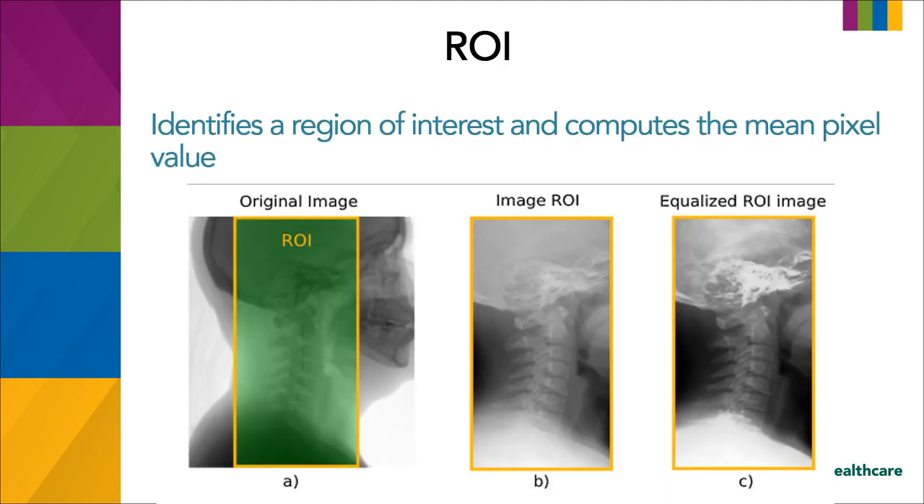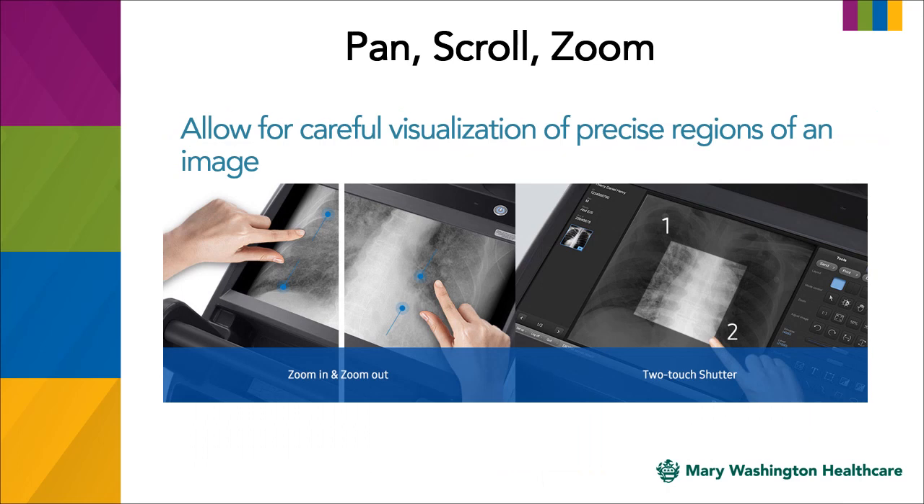ROI identifies the region of interest and computes the mean pixel value. Here we show the original image versus the image region of interest and the equalized region of interest image. Pan, scroll, and zoom are just looking for careful visualization of precise regions of an image.